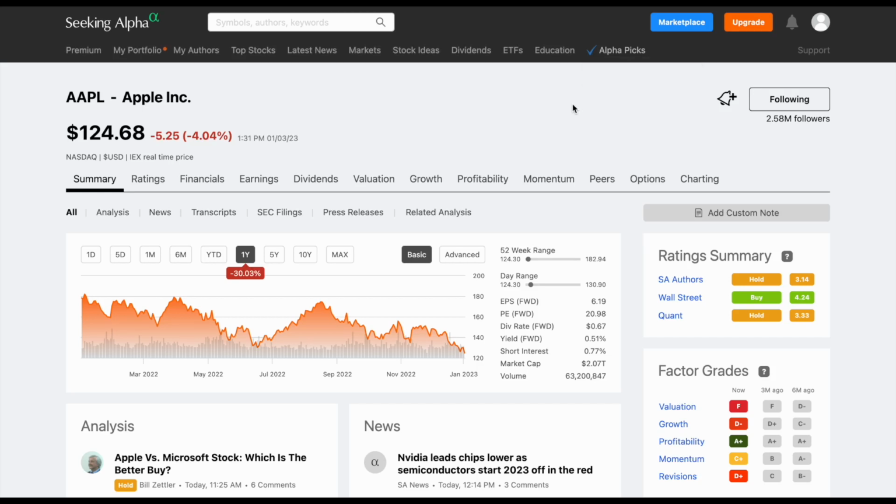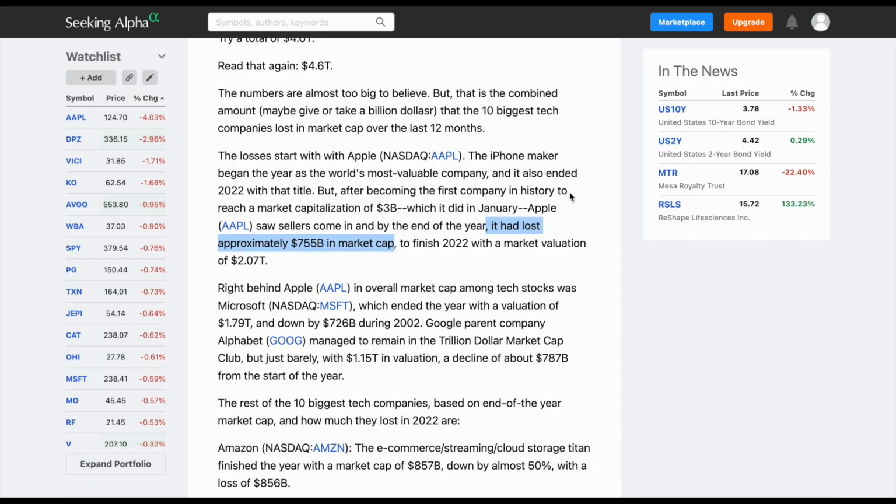Apple stock is now trading at a 52-week low. We can see they're trading at $124.63 per share, but over the past year, they're down over 30%, and this led to a pretty drastic drop in their overall market cap. We can see their market cap decreased by $755 billion in 2022 alone.